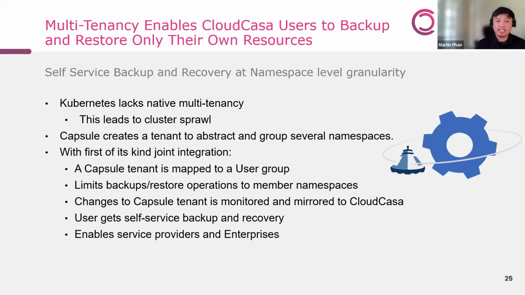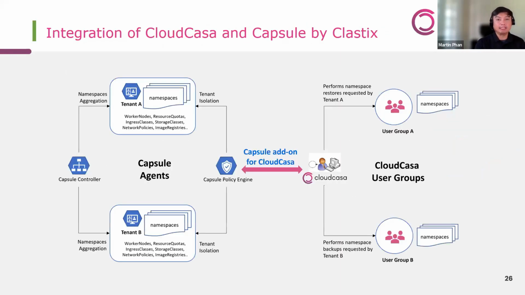And this is going to be especially helpful when you are in that self-service backup and recovery phase. If you're already using Cloud Casa, you know that you can create multiple users and group users into user groups and provide those users with their own level of access to each resource. Now it gets extended even further into that tenant namespace level, and that's going to enable your users and service providers to better manage their enterprises.